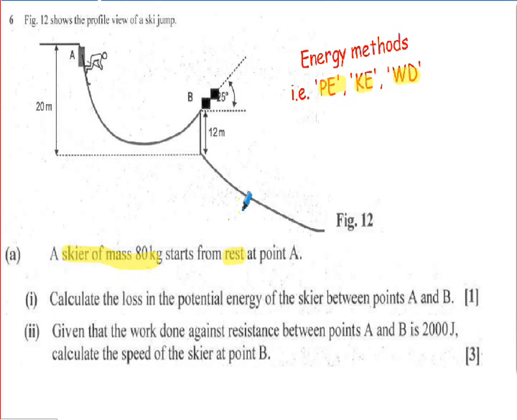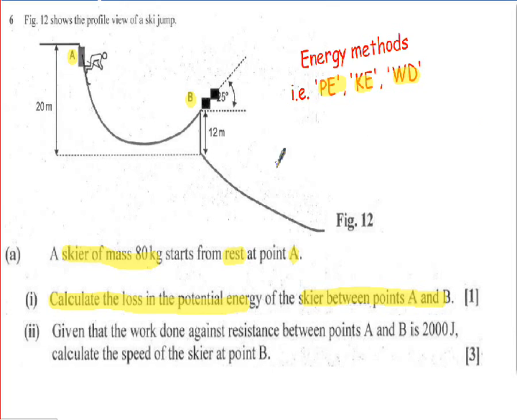So the context is a skier having a mass of 80 kilograms, starts from rest. Again, you need to be aware of that. Rest is 0 velocity at point A. So they start up here at point A. One of the questions, we've got to calculate the loss in potential energy as the skier travels from A to B. So when the skier is at B, which is 12 meters above a datum, we've dropped from 20 meters. So that's how you calculate the potential energy.